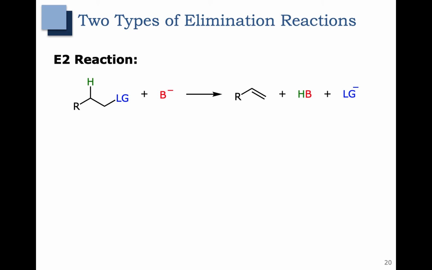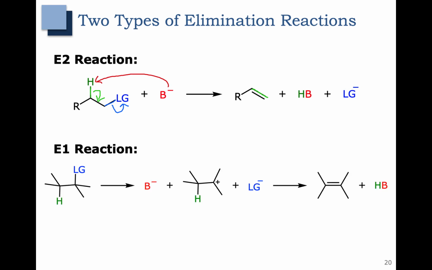Okay, now let's look at the two different types of elimination reactions. The one that we've already seen before is the E2 reaction. In this reaction, the base is going to come over and pull off that hydrogen. At the same time that happens, the carbon-hydrogen bond breaks, and those electrons come down to form the double bond over here. As that happens, the carbon-leaving group bond breaks, and those electrons go on to the leaving group, giving the leaving group an extra lone pair. In the example here, the leaving group is negatively charged.